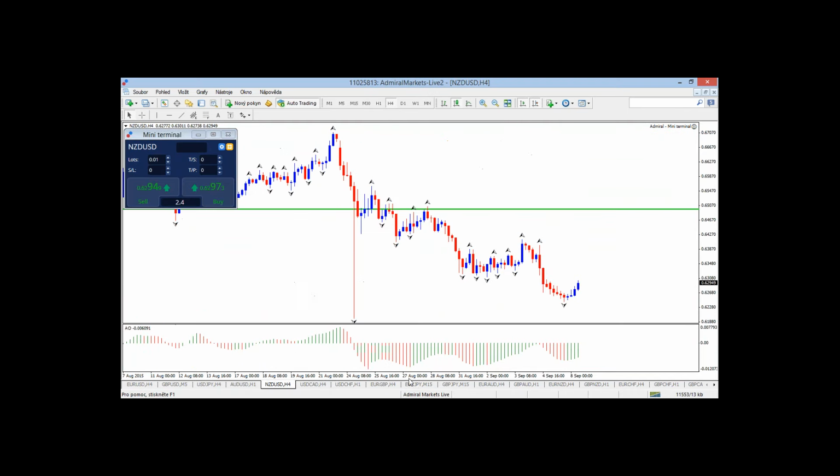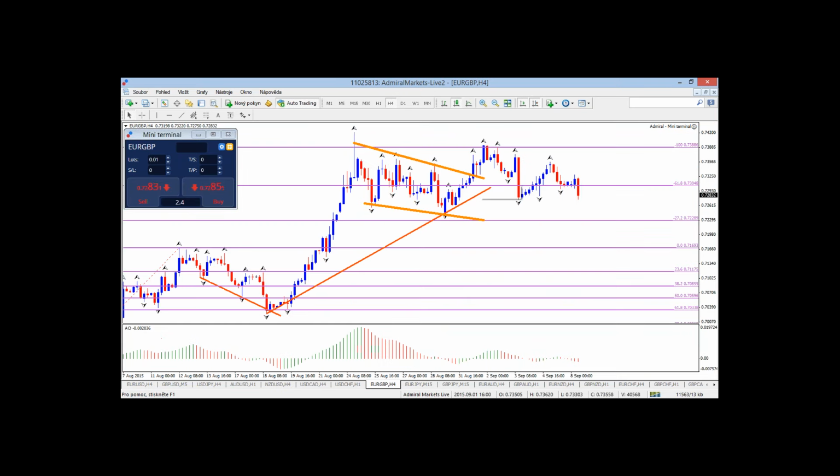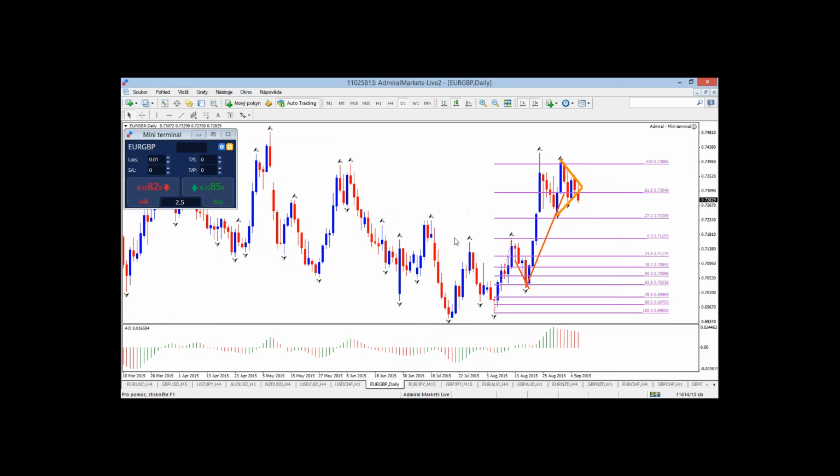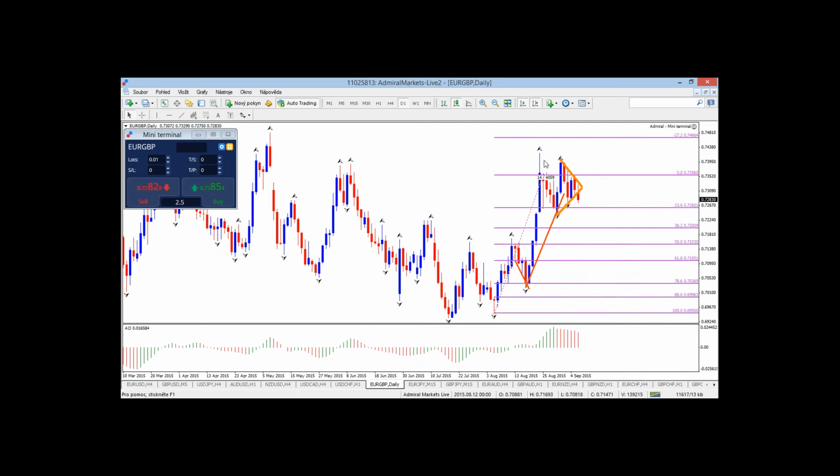But let's take a look at euro pound. More euro weakness, you can see, breaking this triangle to the downside. Let's move up. We already hit the target. We'll move up this Fib.